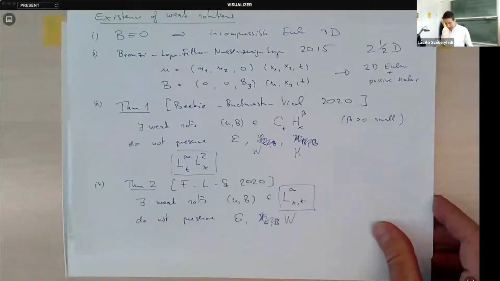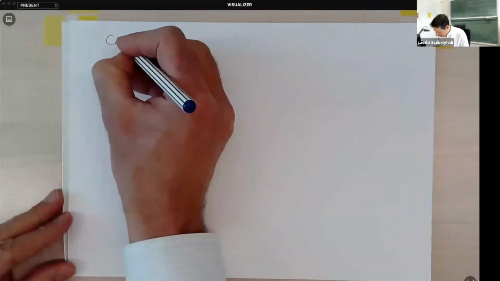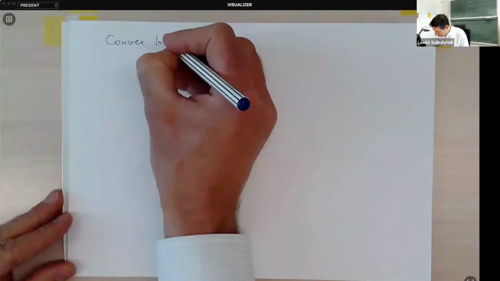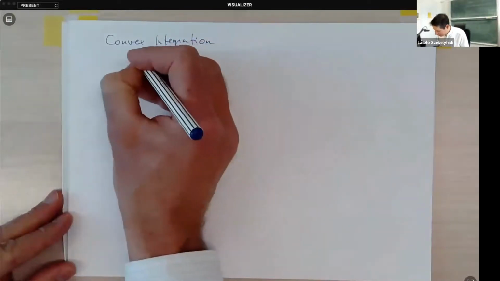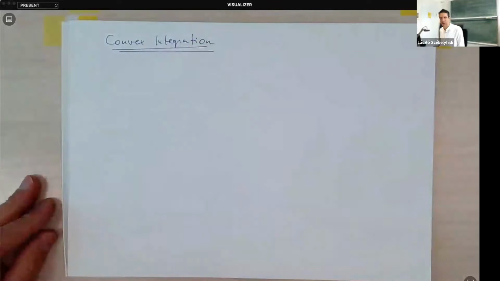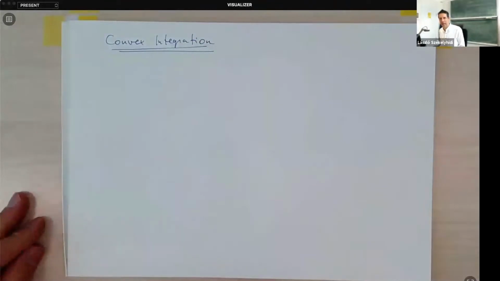Okay, now let's see, I'm watching the time. Let me give just a brief idea of how these constructions work. Of course, they are all done by convex integration. But what I want to focus on now is not the technical aspects of convex integration, but the main, let's say, philosophical aspects of it.